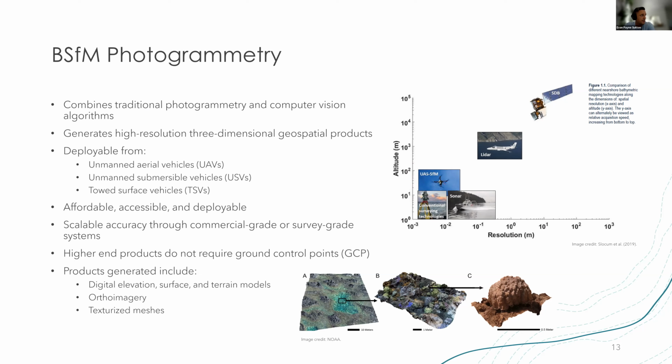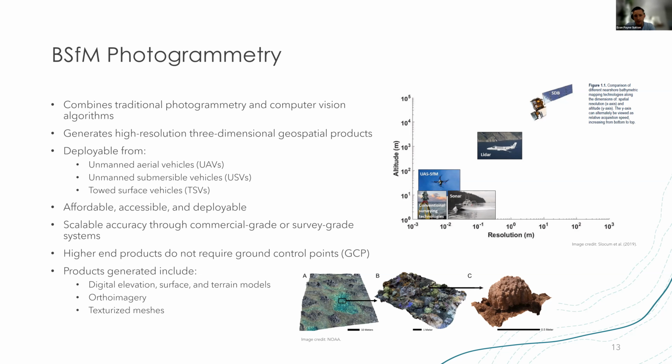Again, it's deployable from UAVs, unmanned submersible vehicles, towed surface vehicles. It's affordable, it's accessible, it's deployable. You could even technically use your smartphone for structure from motion photogrammetry, which obviously I won't be doing, but I just want to demonstrate how accessible it is. Its accuracy is scalable through the quality of the system at your disposal. So of course, a survey grade system with PPK or RTK technology and a fine camera, you're going to get a great product out of that. However, theoretically, you could also achieve an excellent product using just a commercial grade system.